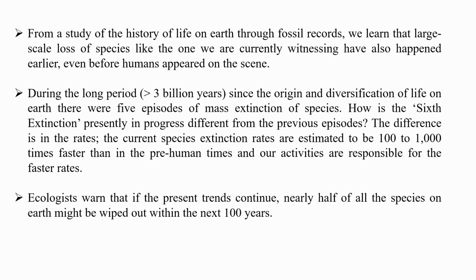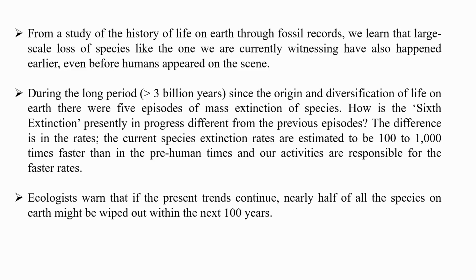The current species extinction rates are estimated to be 100 to 1,000 times faster than those in pre-human times, which points to our activities being responsible for the faster rate. Because we know that even in the pre-human era, when the human race was not there, extinctions did happen, but the extinction of species in that era was at a slower rate compared to the ones happening now due to human intervention.